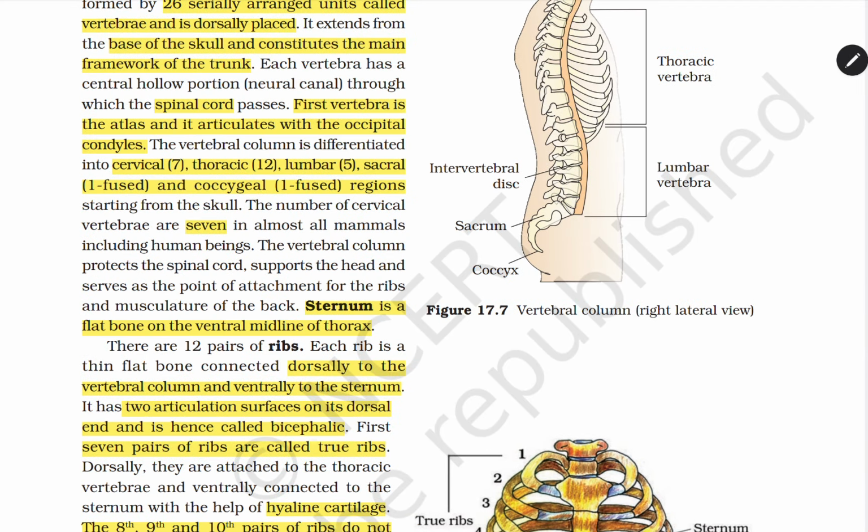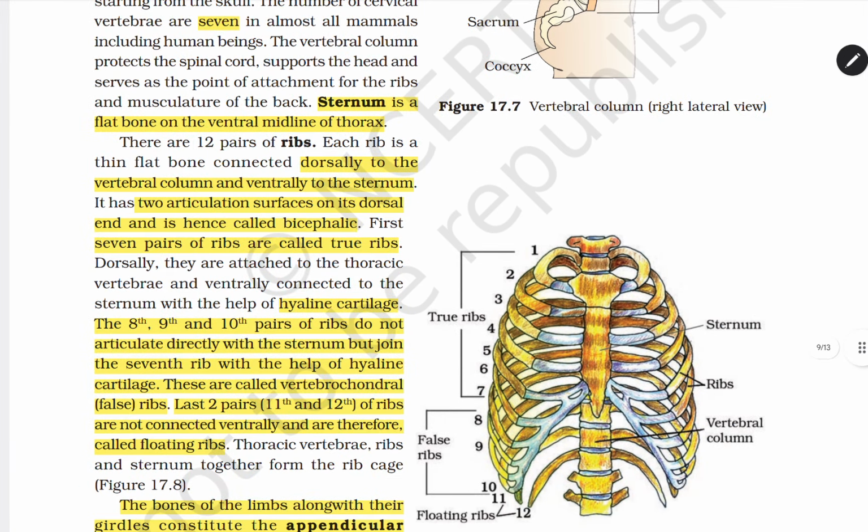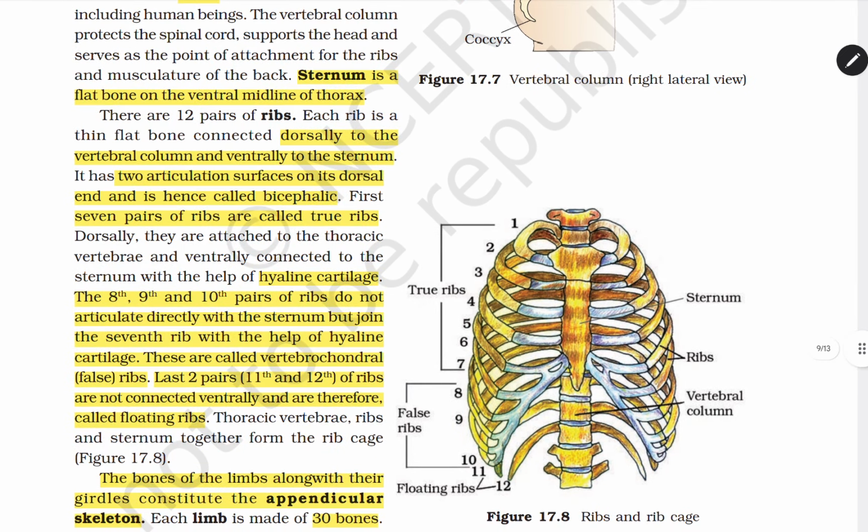Next, sternum is the flat bone on the ventral midline of the thorax. There are 12 pairs of ribs. Each rib is a thin flat bone connected dorsally to the vertebral column and ventrally to the sternum.